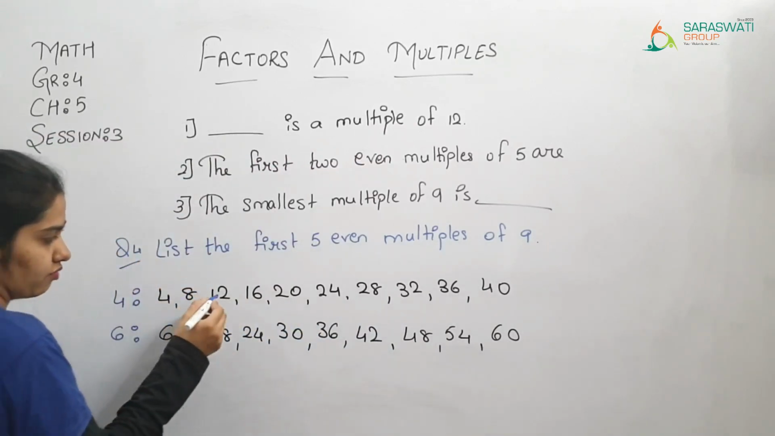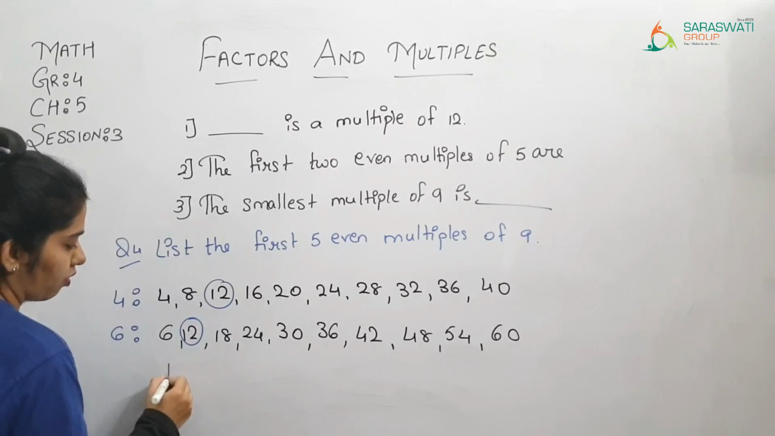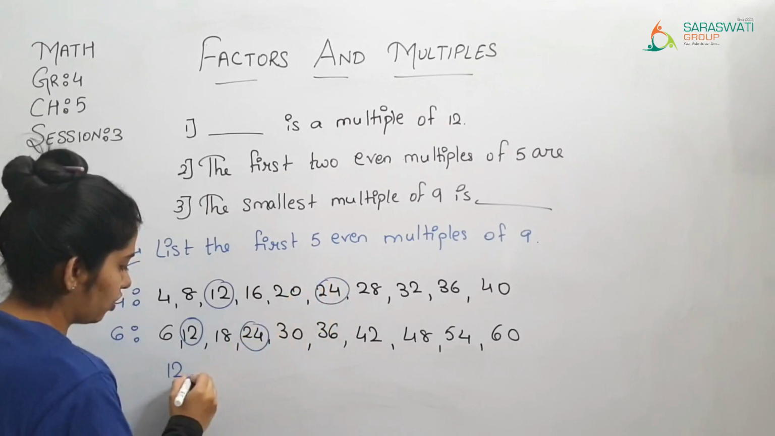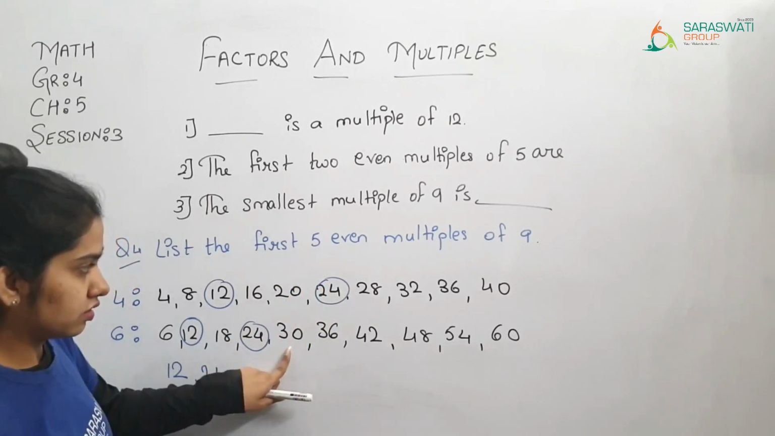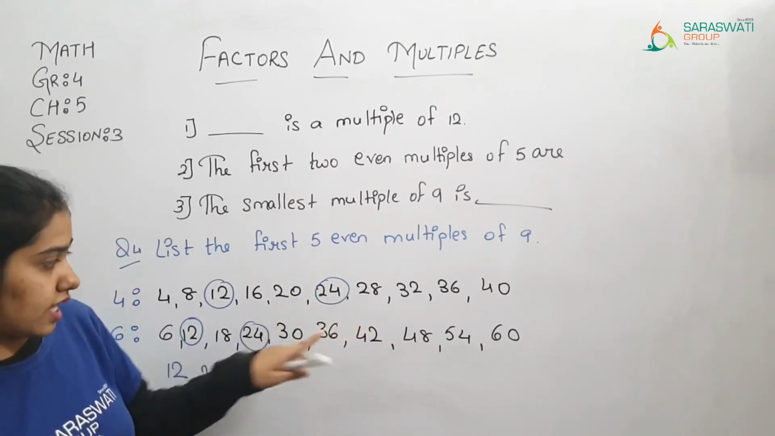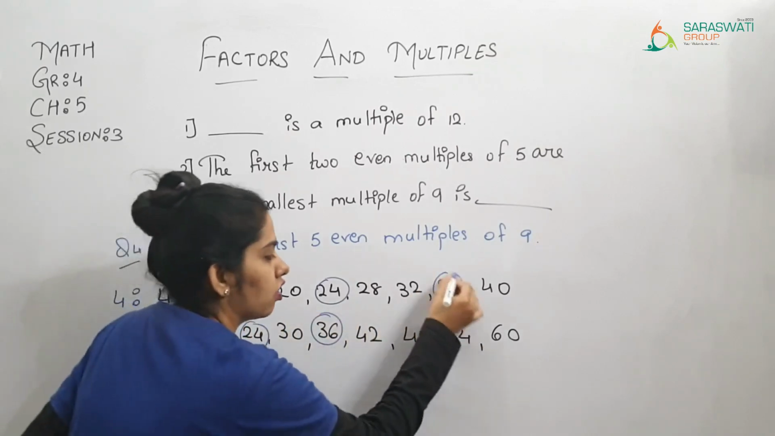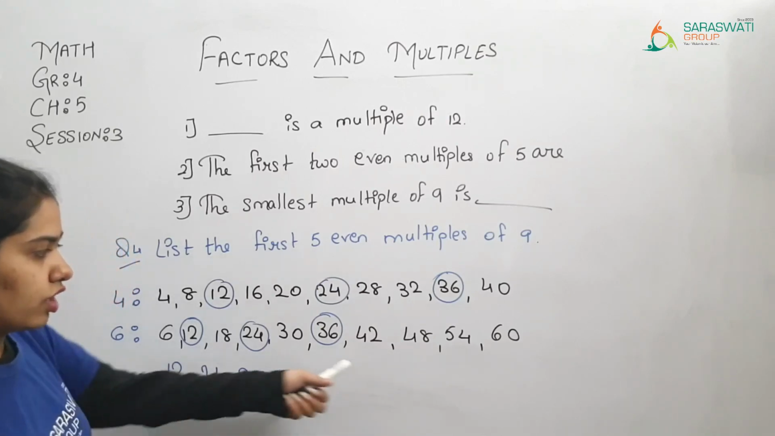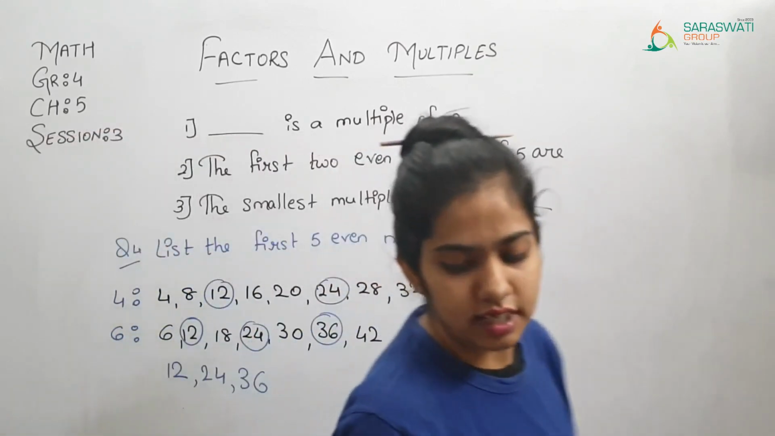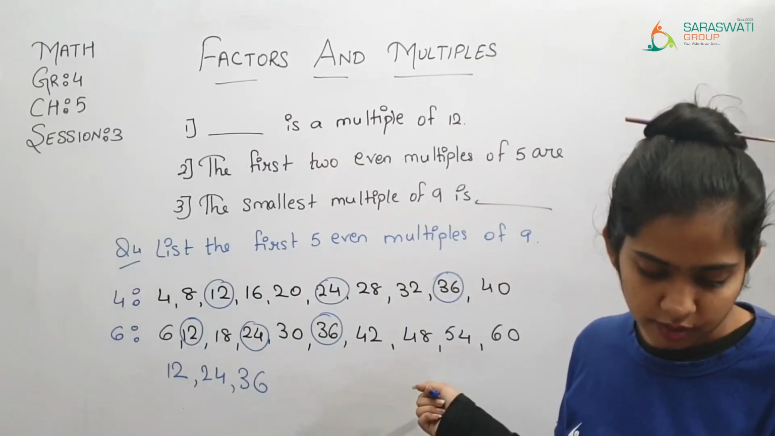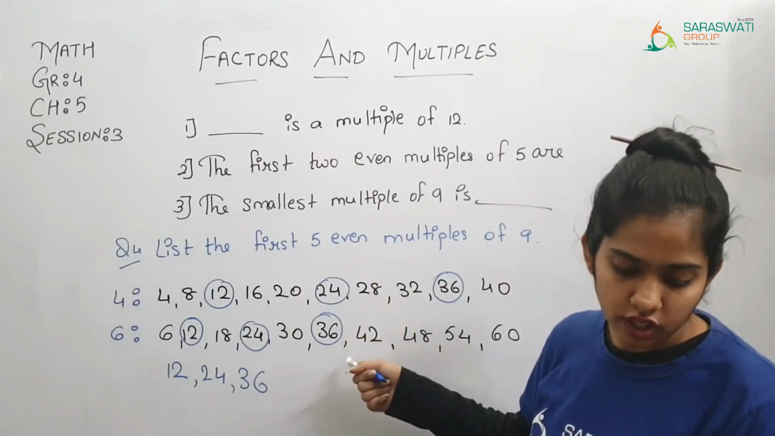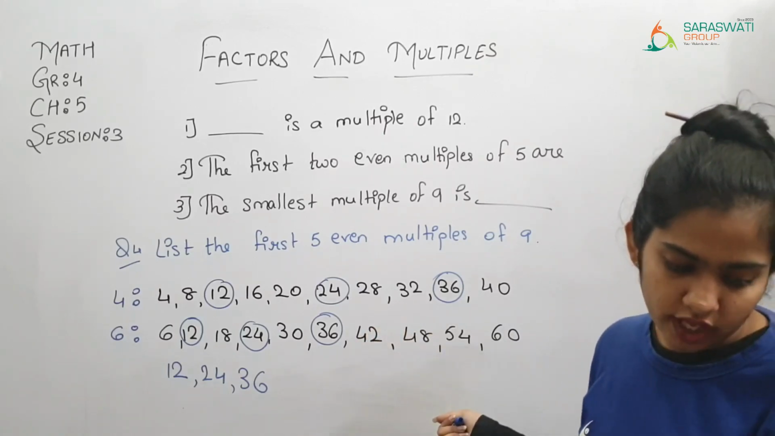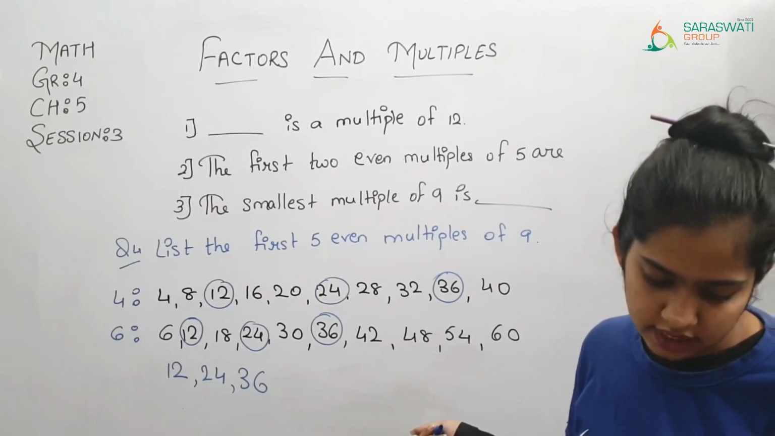So 12 is a common multiple. Then afterward 24. 24 is a common multiple. Then after 36 is, yes, so 36 is again a common multiple, right? 42, 48, 54 and 60. So that questions will not come. So 12, 24 and 36.